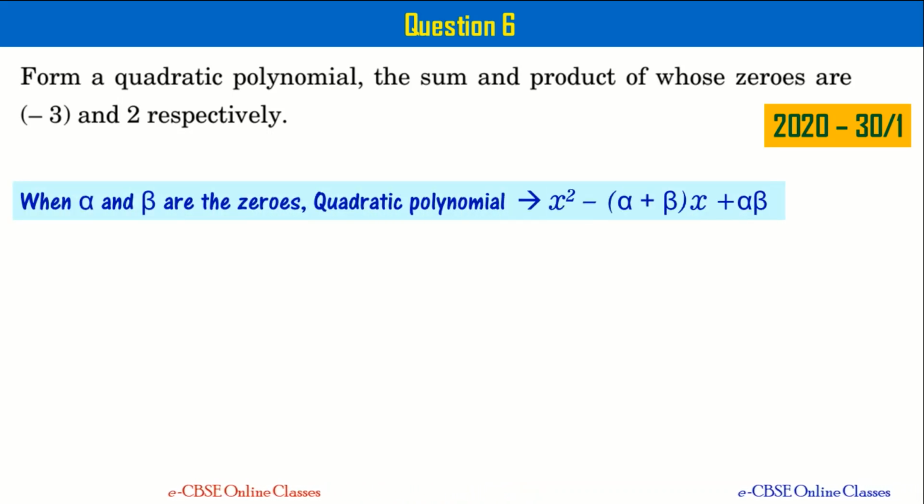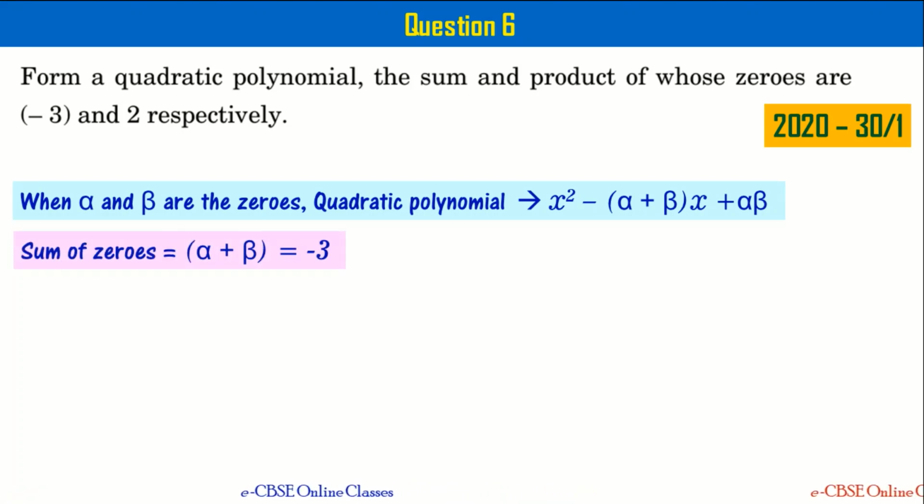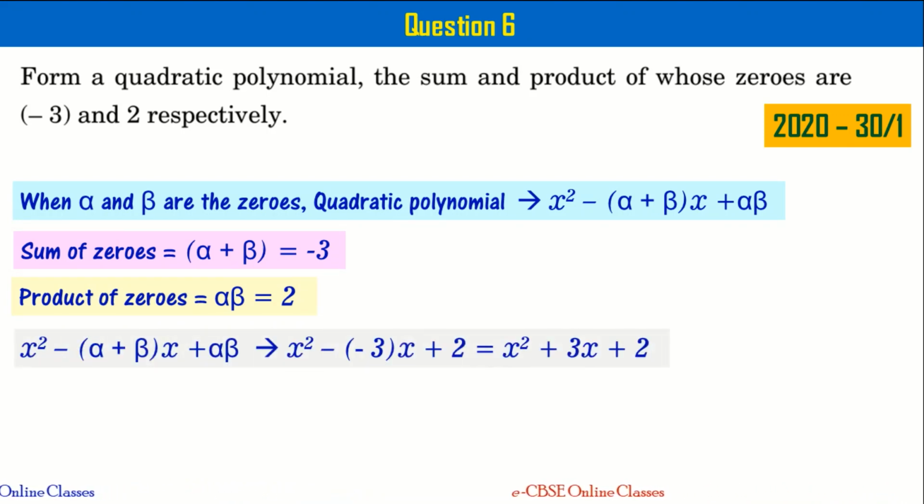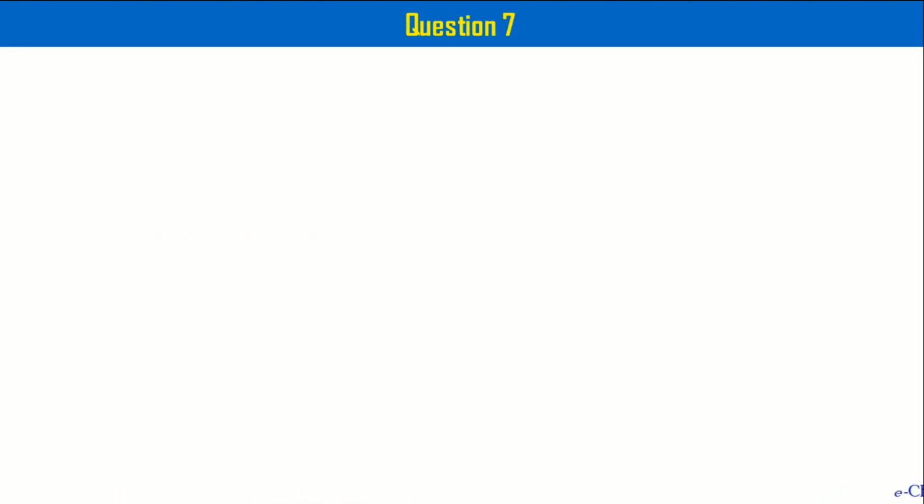And we know that when alpha and beta are the zeros, the quadratic polynomial is x square minus (alpha plus beta) times x plus alpha beta. And it was given that alpha plus beta equal to minus 3 and alpha beta equal to 2. Let's substitute them into the previous equation to get the answer x square plus 3x plus 2 as the polynomial, right? Now let's go to question number 7.